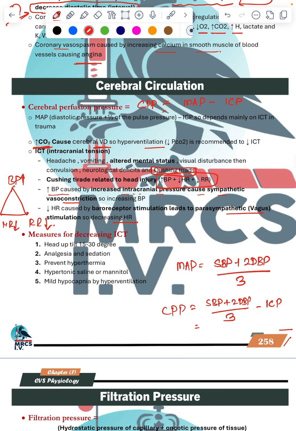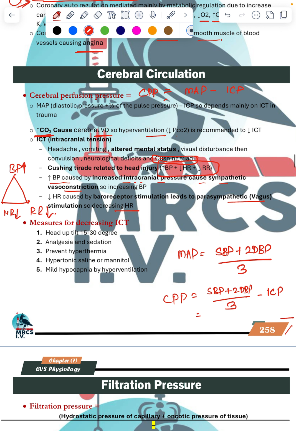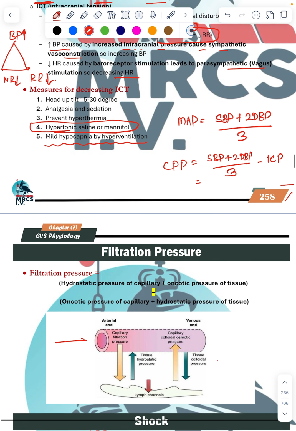Measures for decreasing intracranial tension: head tilt. If you want to decrease the intracranial tension, you have to keep the head up 15 to 30 degrees, give analgesia and sedation, prevent hyperthermia, and give hypertonic saline or mannitol. These are the things we have to give: mannitol, diuresis or hypertonic saline, and mild hypocapnia by hyperventilation. If you hyperventilate, that can cause mild hypocapnia.